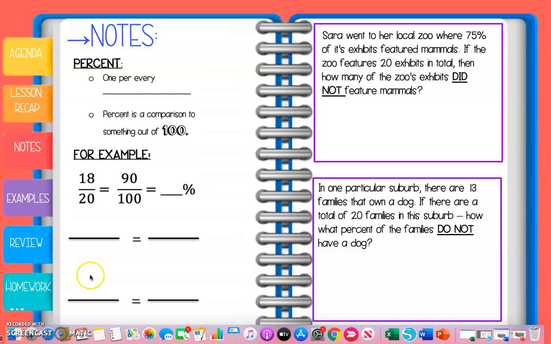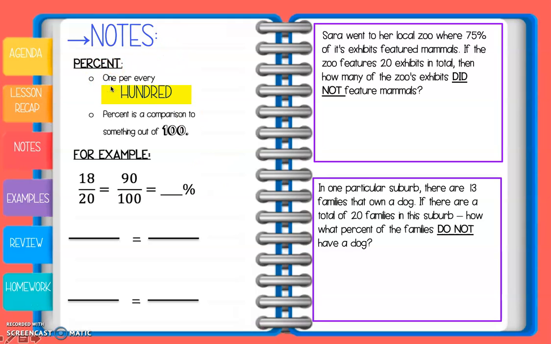All right, guys. Today in class, we talked about percent again. So we know that percent is 1 per every 100. We know that percent is a comparison to something out of 100. So for example, if we had a quiz, you probably wouldn't have 100 questions on it.